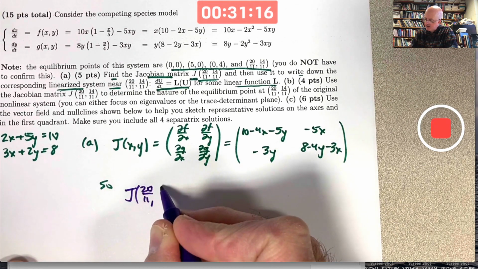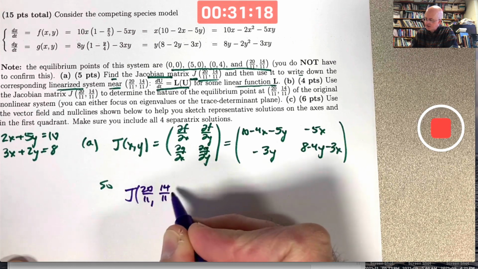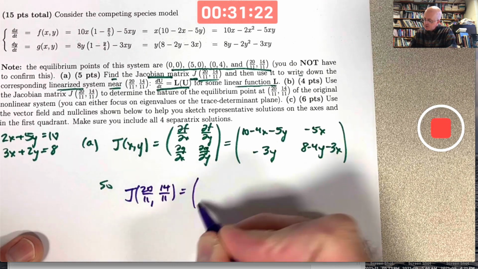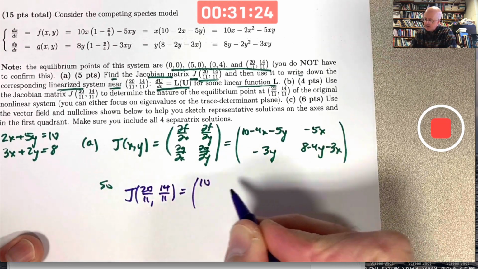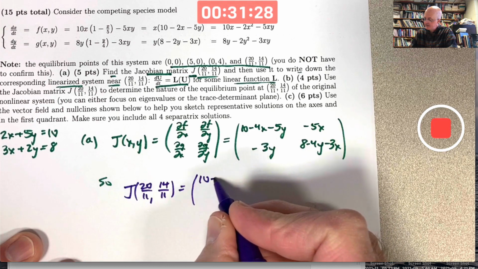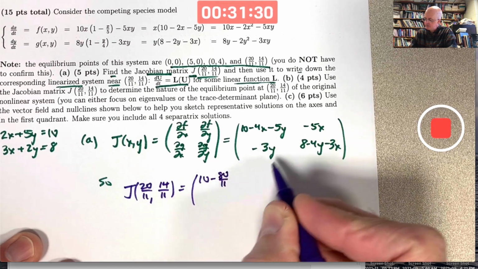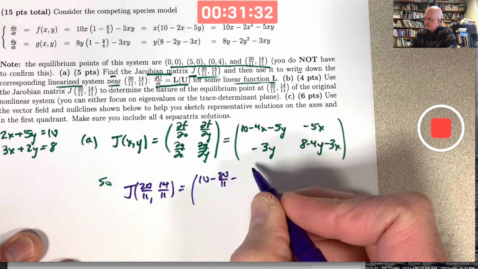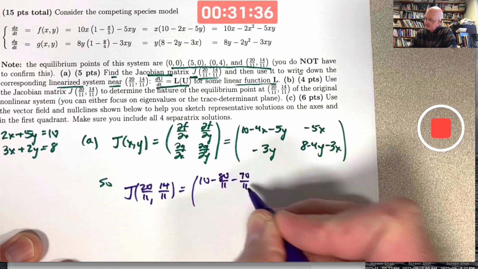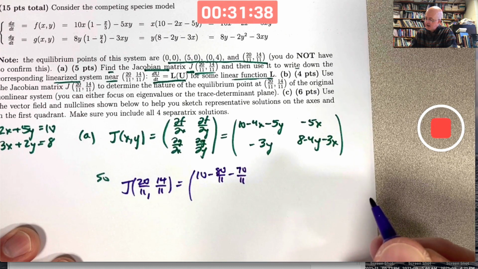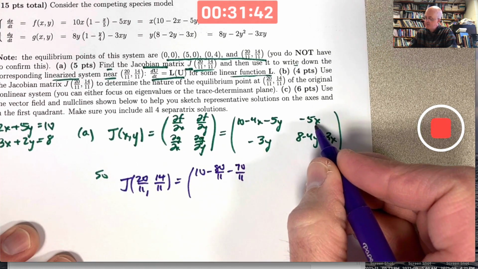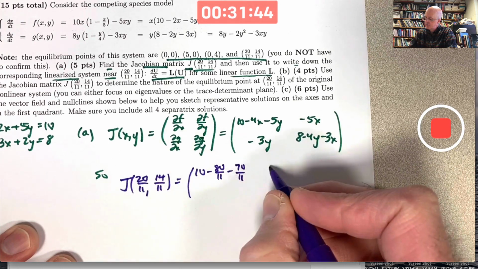I've got to plug in these numbers. X equals 20/11, y equals 14/11. Not the most pleasant thing to do, but bear with me here. Replace x with 20/11 there, I'll get minus 80/11. Replace y with 14/11. 14 times 5, can I do that in my head? 70/11. Yeah, 70. This one, I get a negative 5 times x is negative 5 times this is negative 100/11.